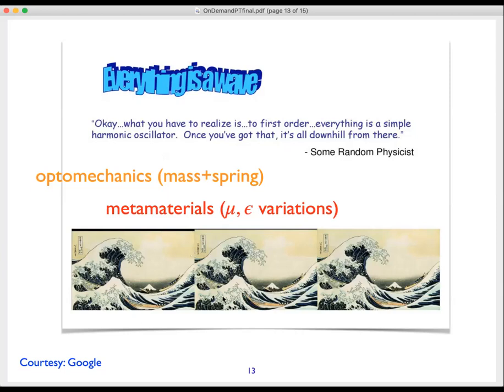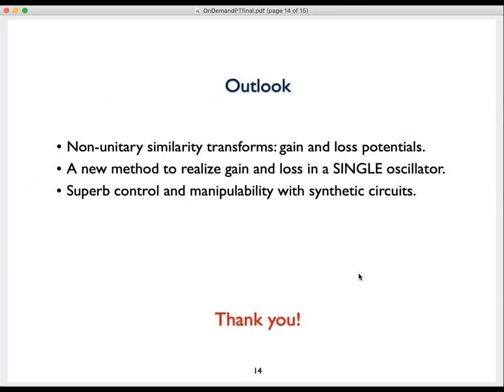So now we are at a stage where I think it would be interesting to see where all this can be leveraged or used, this idea of a non-unitary change of basis. So I come to my last slide, which is the outlook. If there's one takeaway, it is that non-unitary similarity transforms, which have been well known, can actually be reinterpreted or recontextualized as gain-loss potentials, basically. And so we have used that insight to realize gain and loss in a single oscillator.